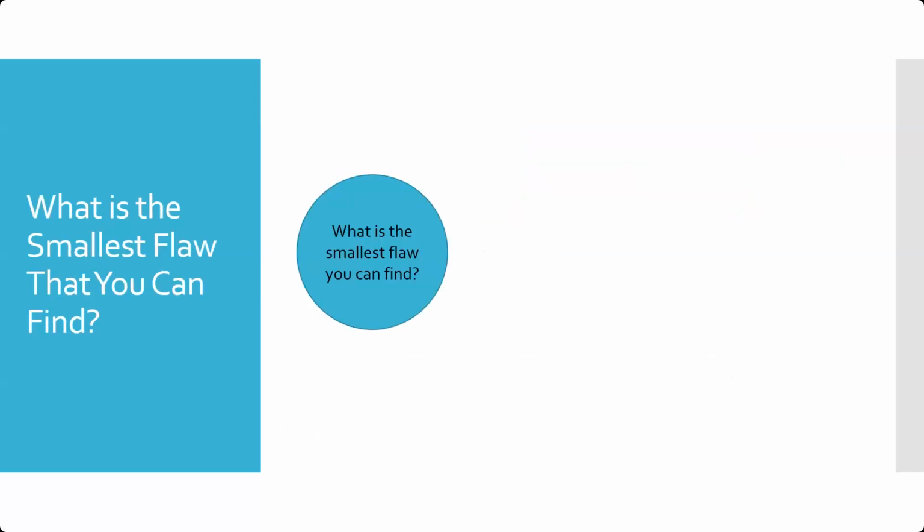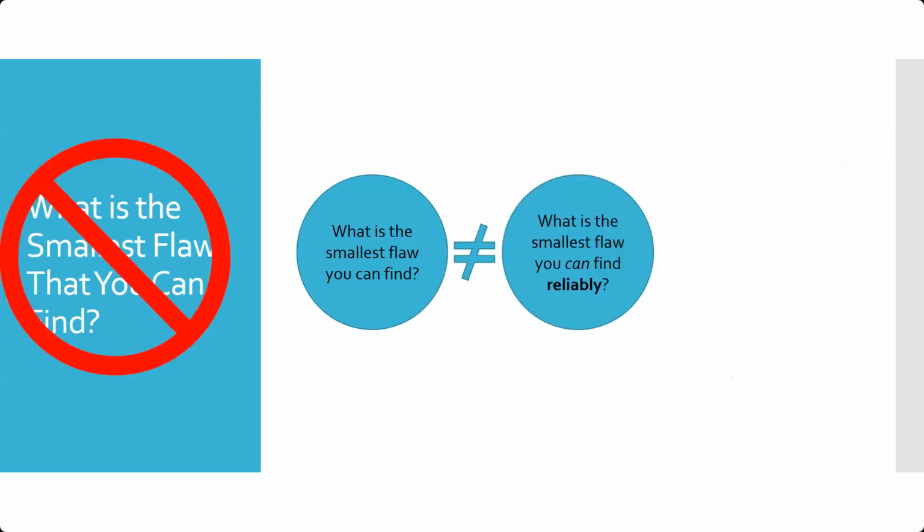So the question that often comes up is, what is the smallest flaw that you can find? But this is actually a quite terrible question in NDT. And the reason for that, tied to the last slide, is that what's more important is we need to know what is the smallest flaw that you can find reliably, that can be found time after time after time, not just what's the smallest we happen to be able to find today, or the smallest flaw you've ever found.